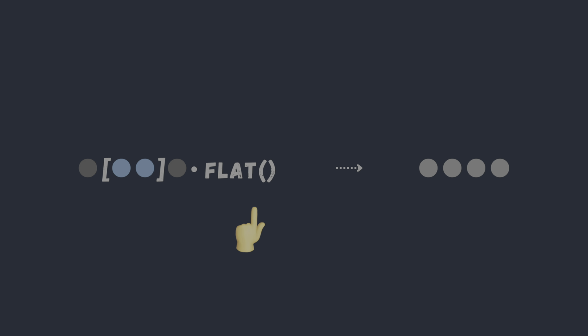The flat method is another built-in JavaScript array method that allows you to flatten a nested array, meaning it converts a multi-dimensional array into a one-dimensional array. This method doesn't modify the original array, but it returns a new flattened array.